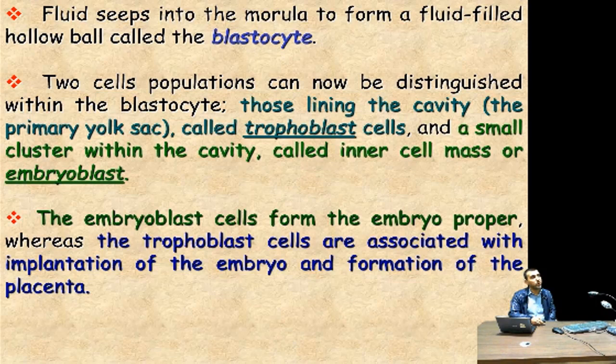Fluid seeps into the morula to form a fluid filled hollow sphere called the blastocyst. Two cell populations can now be distinguished within the blastocyst. Those lining the cavity, the primary yolk sac, are called trophoblast cells, and a small cluster of cells within the cavity is called the inner cell mass or embryoblast. The embryoblast cells form the embryo proper, whereas the trophoblast cells are associated with the implantation of the embryo and formation of the placenta.